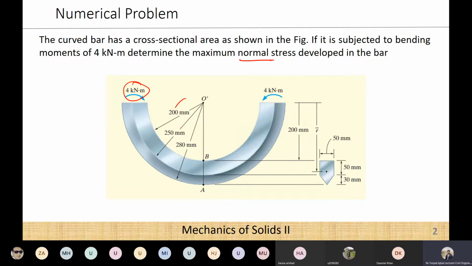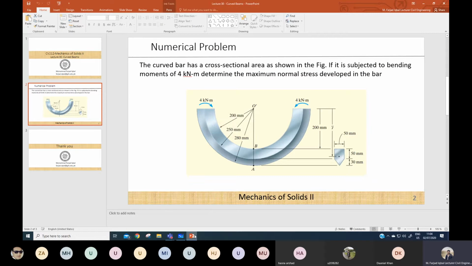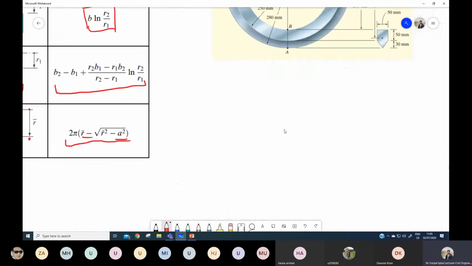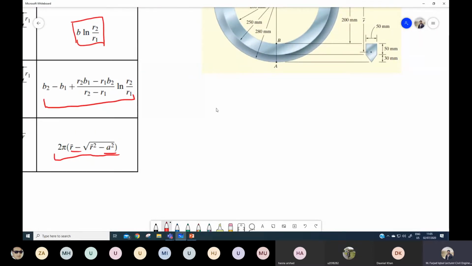These distances or radii are given, so we know that the formula for the curved beam depends on the moments and the radial distances, so it would be quite simple. We have this formula for the stresses, that is M over A into (R bar minus capital R) into (1 minus capital R over small r).